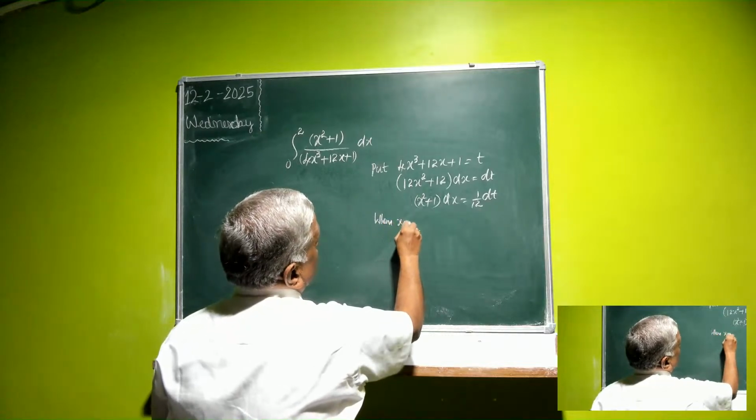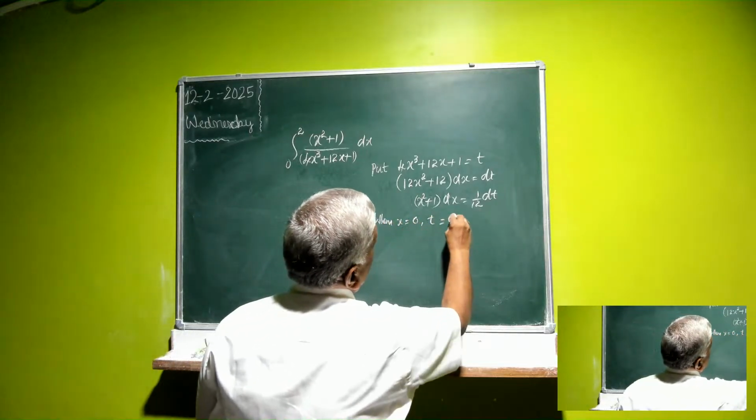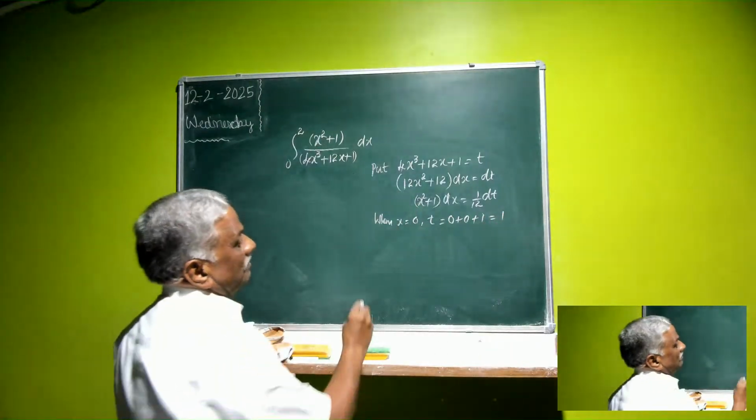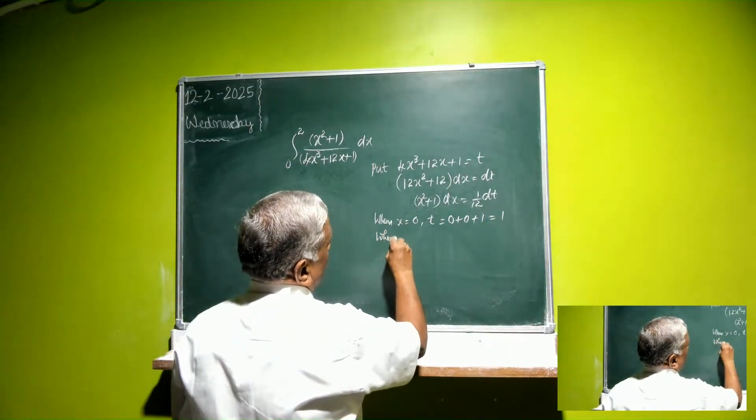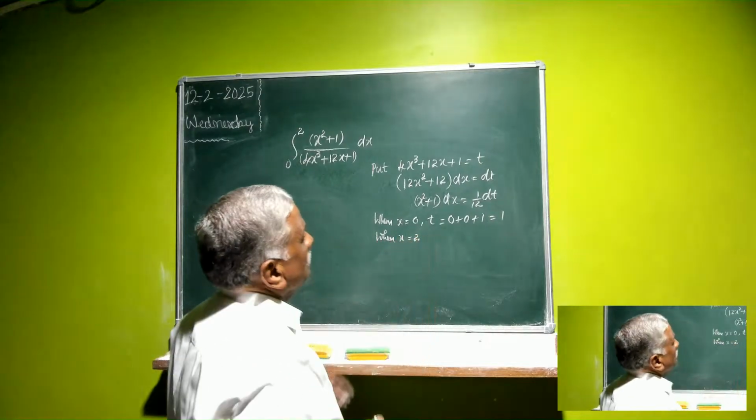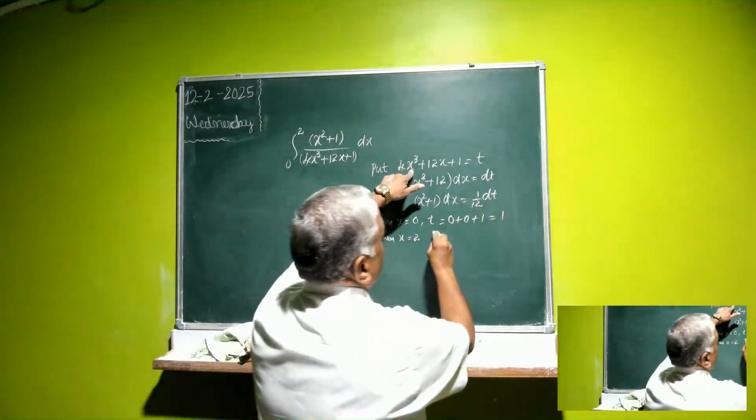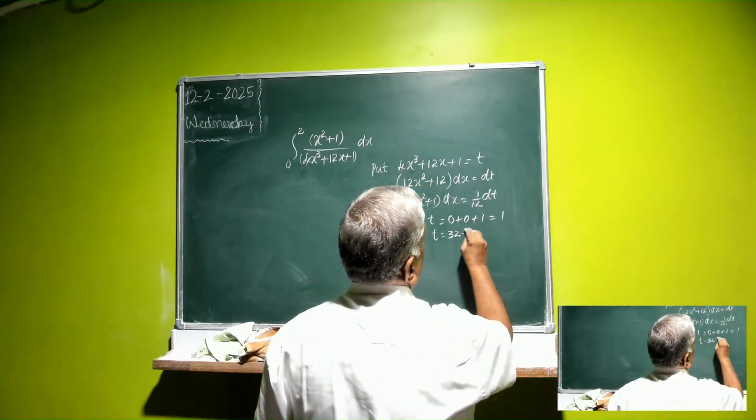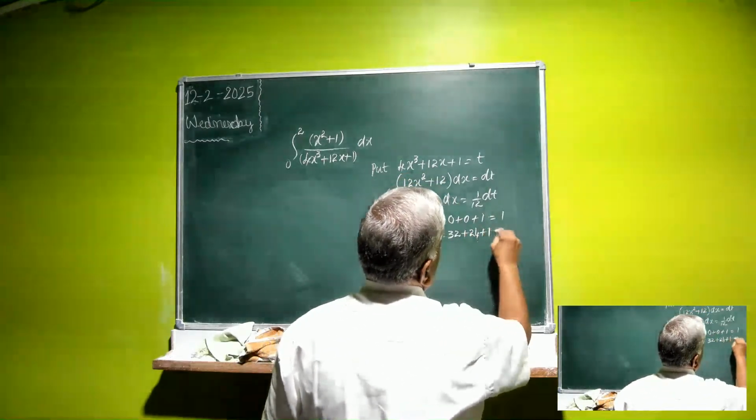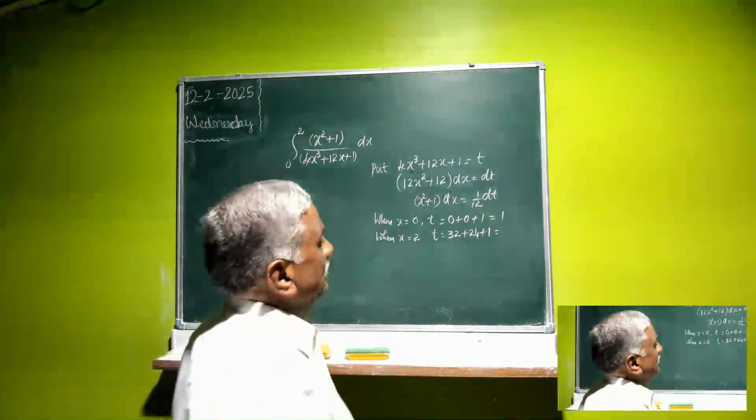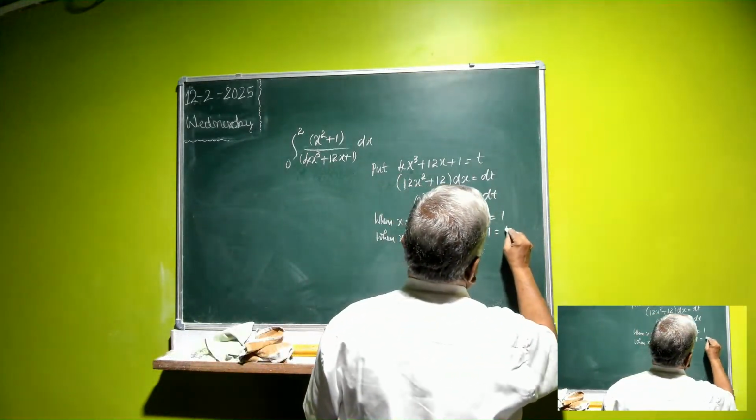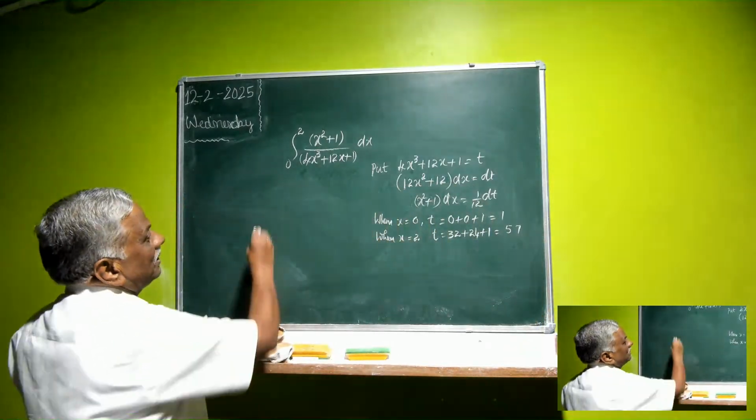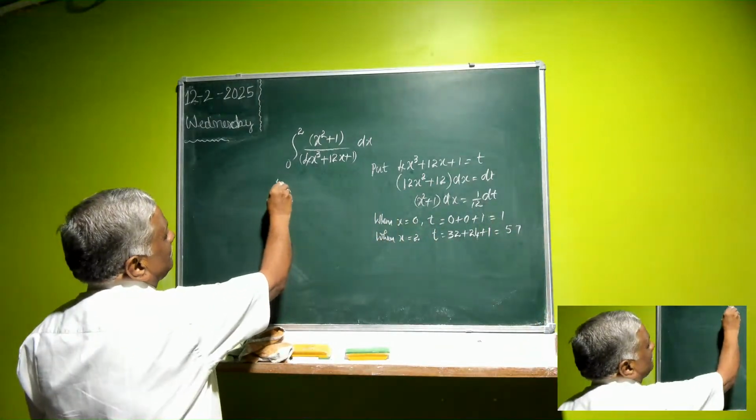When x is equal to 0, t is equal to 0 plus 0 plus 1, that is 1. When x is equal to 2, 2 cube is 8, 8 4s are 32, plus 24, plus 1, that is 57. So the limit is from 1 to 57.